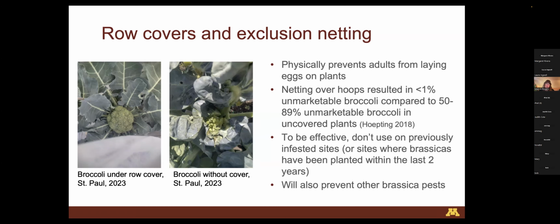Caveats are the netting has to be, of course, free from holes or tears. The flies are very small, so it has to be fine enough to prevent them. Row covers could work, but this also affects the microclimate under that cover. In really hot years, this can increase temperature or humidity and can potentially lead to diseases. So that's another consideration with covers.